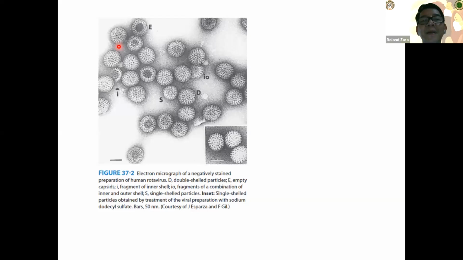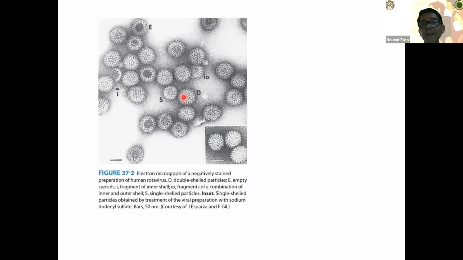So, look, there's nothing here. Here, it's full. Okay? So, this one only has something in the middle. It's empty, and this is an empty capsid. So, this is just an electron microscope image. Look at this one and the inset. This is our single-shelled particle obtained by treatment of viral preparation with sodium. So, this is the more infectious form in letter D.